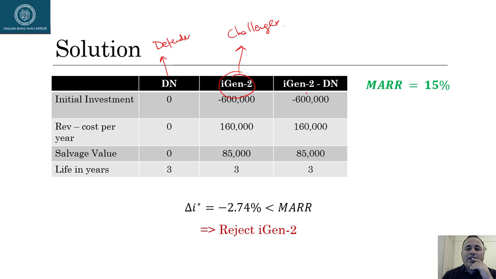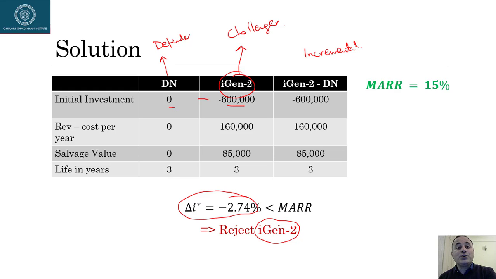Again I calculate the incremental cash flow, which is this number minus this number, and the IRR of the incremental cash flow is now minus 2.74. Again, it is less than MARR, so reject iGen 2. So this printer is also not worth it. The winner of this round is again DN.